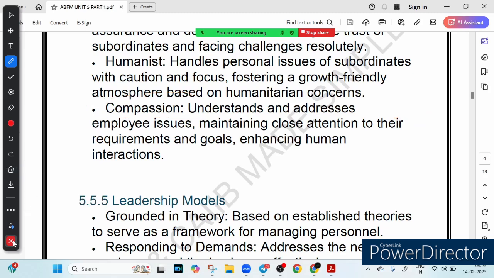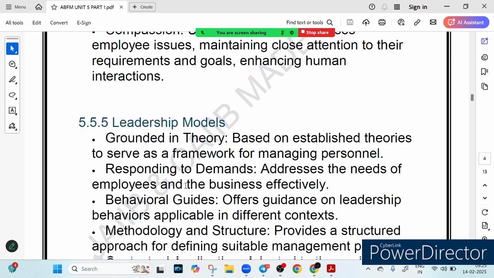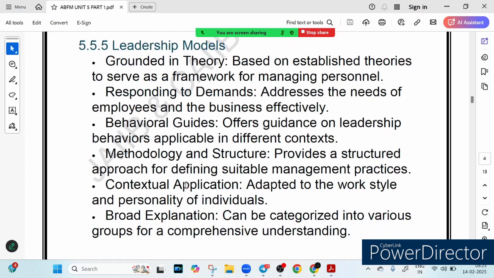Now here we have the leadership model. The next point you can see is the leadership model. Let's talk about it. So friends, what is the meaning of leadership model? Ever wondered why some managers inspire and others fail? It all boils down to the right leadership model. So the question is, what are leadership models?